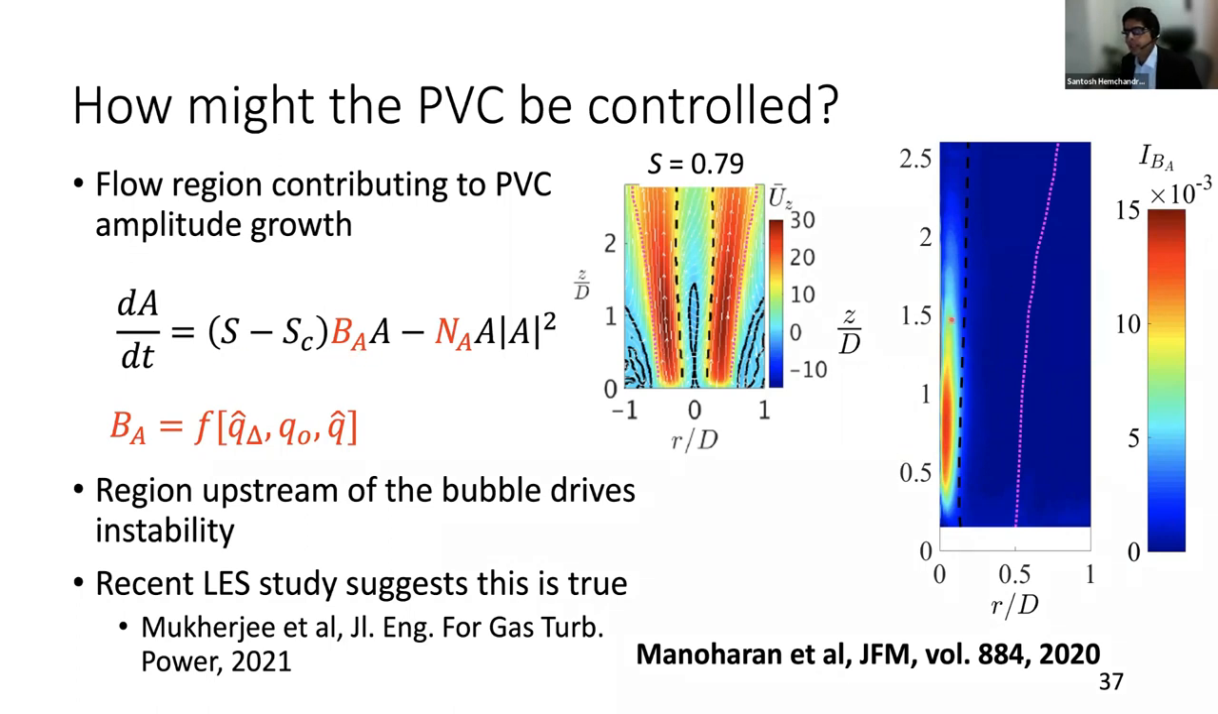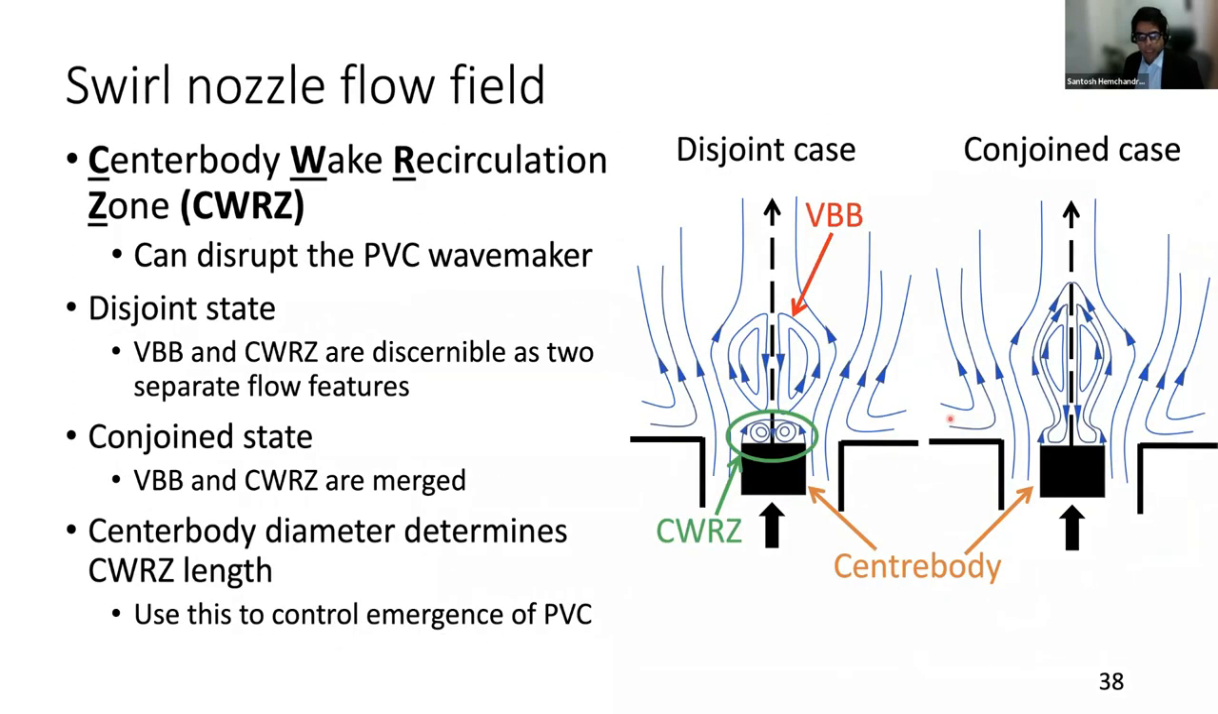The growth term is a sum of contributions from all these points in the flow field. And you see here that there's a large contribution from the region just upstream of the breakdown bubble. So if you were to interfere with the flow here, you should be able to control the PVC. And that can be done by introducing a center body.